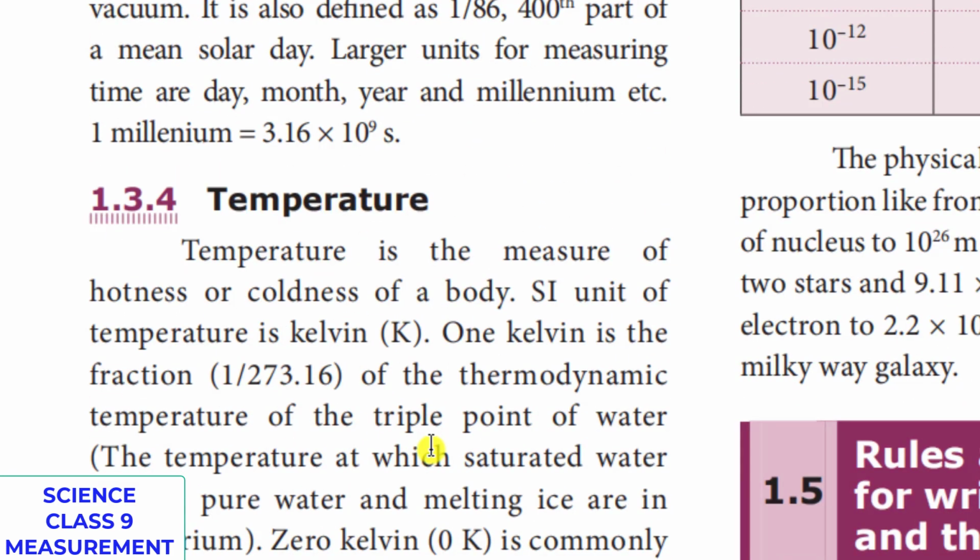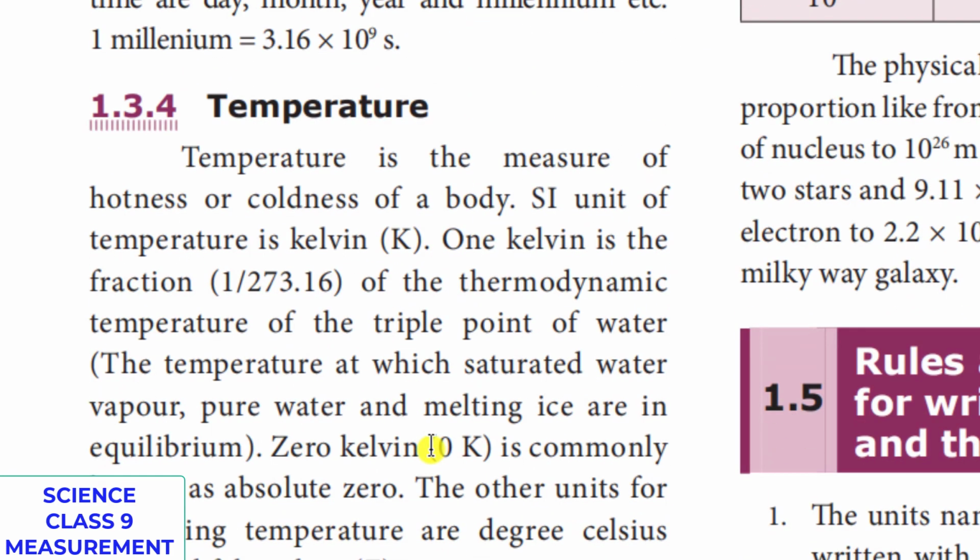Okay, then the next fundamental unit is temperature. Temperature is the measure of the hotness or coldness of a body, which may be very cool or very hot. If you measure the degree of hotness or coldness, it is called temperature. The SI unit of temperature is Kelvin, K. 1 Kelvin is the fraction 1 by 273.16 of the thermodynamic temperature of the triple point of water.